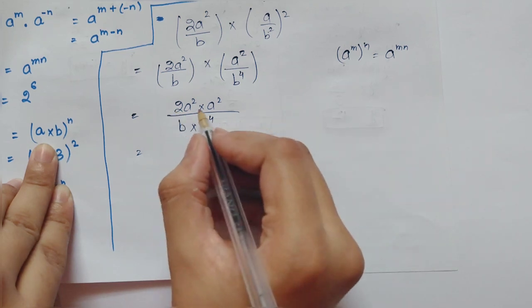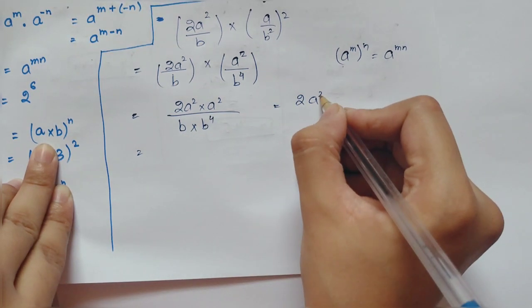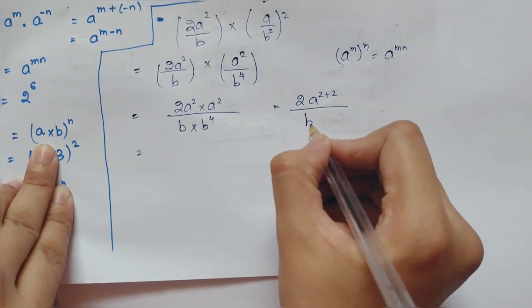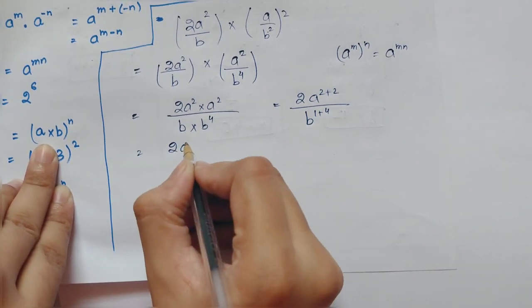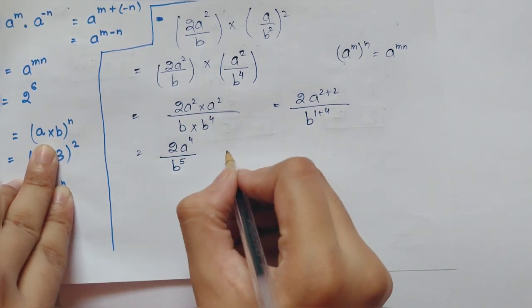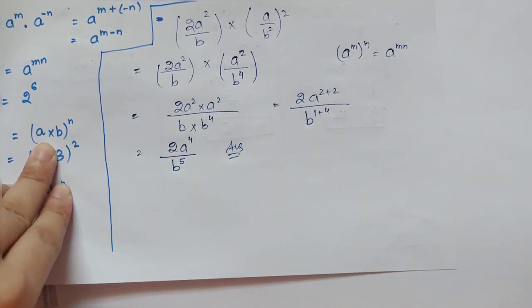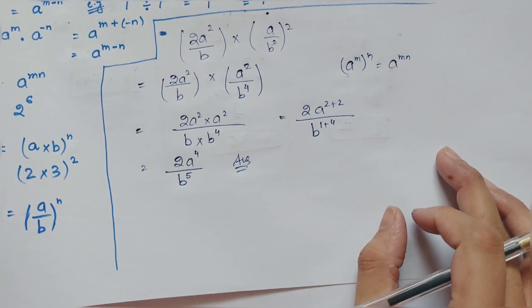We know bases are equal, so powers should be added. 2 plus 2 over b, 1 plus 4. It becomes 2a power 2 plus 2, which is 4, over b power 4 plus 1, which is 5. This is your answer. This is your simplification. That's it. Hope you understood it.